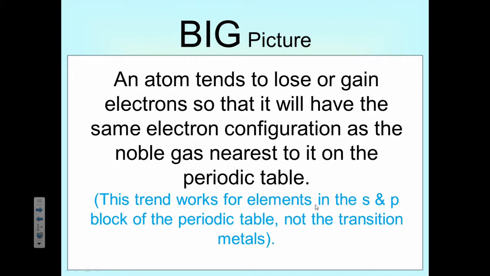Atoms tend to gain or lose electrons, so they have the same electron configuration as the noble gas that they're closest to on the periodic table. Okay? That doesn't work necessarily for the transition metals. Those are a little bit different, but we'll get to those later.